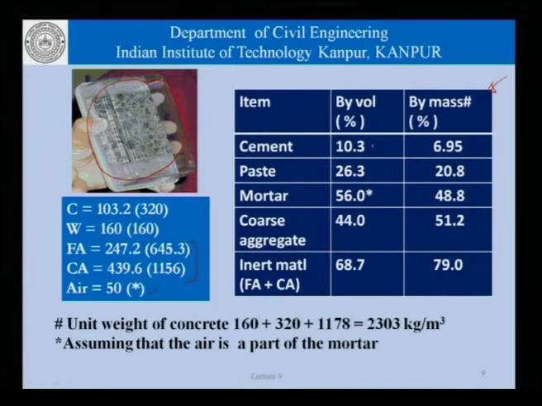Cement is about 10.3% by volume and about just 7% by mass. If we look at paste, which is water and cement together, then we get 160 plus 103, which is about 263, which is 26.3%. So, the paste volume in the concrete is just about 26%, but in mass terms it is about 21%, 20.8% and so on. Mortar, which is a very important constituent, because that is what is the host for the embedded coarse aggregate, is about 56%.